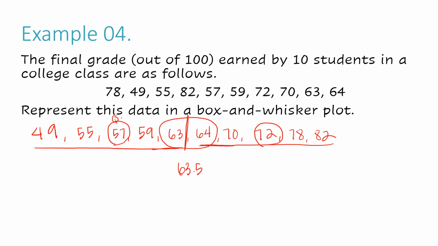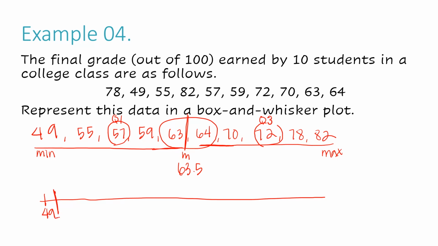So right now I have my first quartile, I have my median, and I have the third quartile. I have also a minimum and my maximum. Now I'm going to draw my number line, and it needs to have 49 at the lower end and 82 at the upper end, at least. Okay, so I got 49 and 50 is going to be my main.